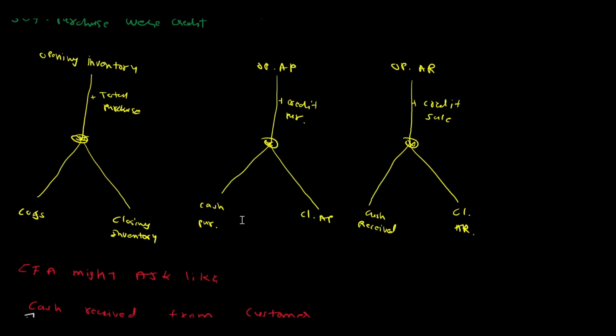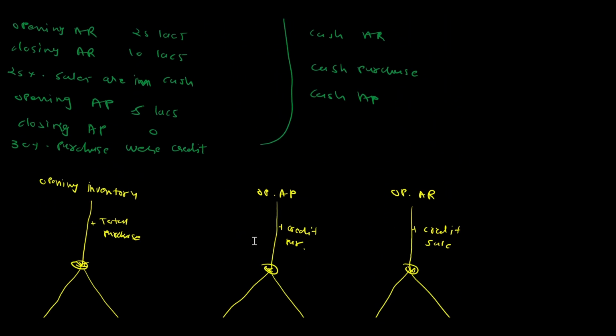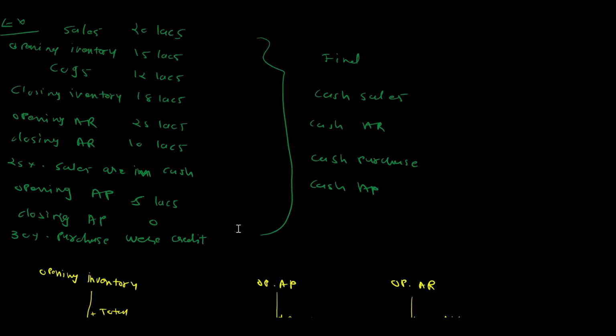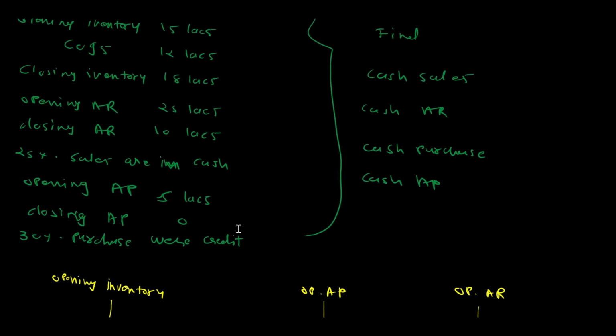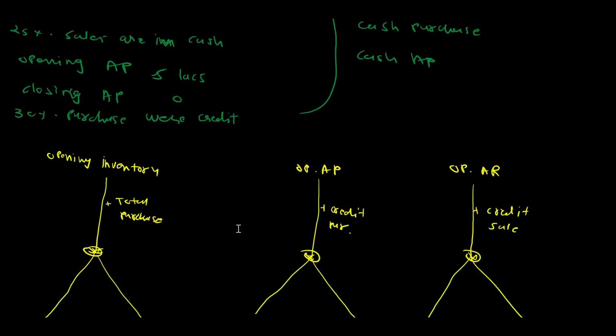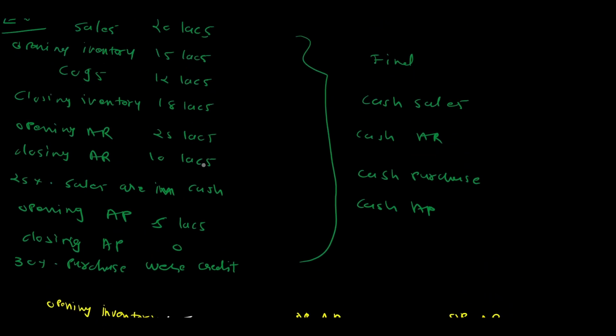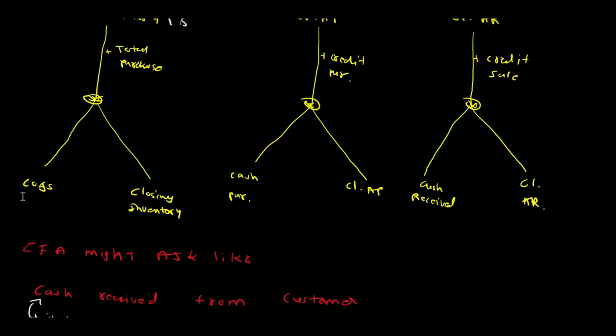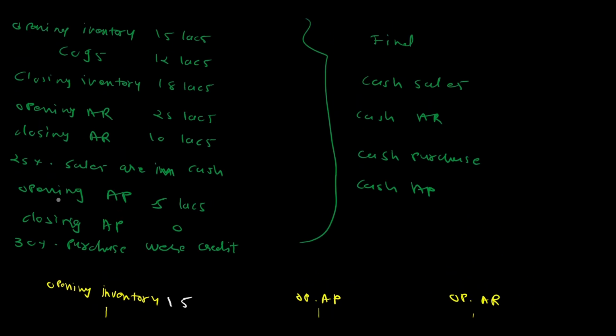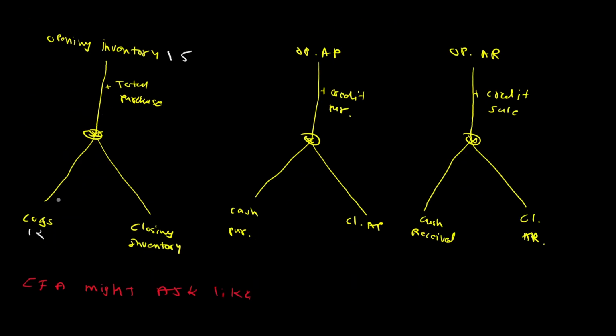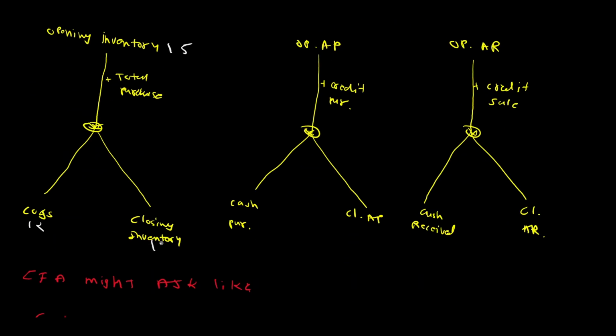So let's put the numbers and solve the question. First is the opening inventory, 15 lakhs. So 15 is my opening inventory, total purchase. COGS is 12. So my COGS will be 12. My closing inventory is 18.